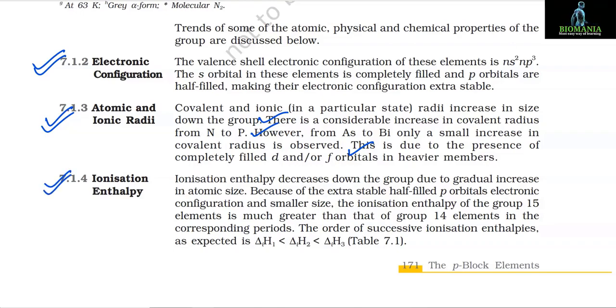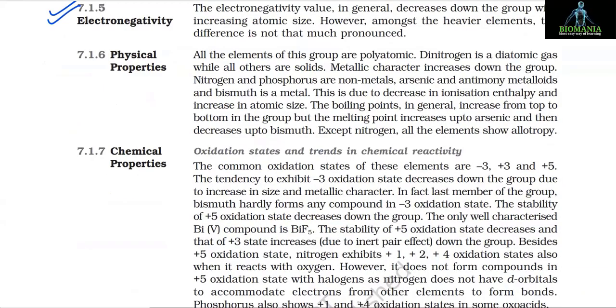7.1.4 Ionization enthalpy. Ionization enthalpy decreases down the group due to gradual increase in atomic size. Because of the extra stable half-filled p orbitals electronic configuration and smaller size, the ionization enthalpy of the group 15 elements is much greater than that of group 14 elements in the corresponding periods. The order of successive ionization enthalpies as expected is ΔiH1 < ΔiH2 < ΔiH3.